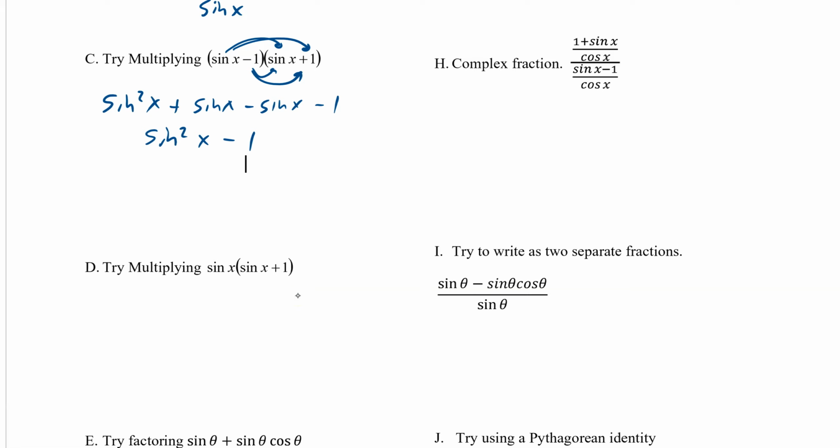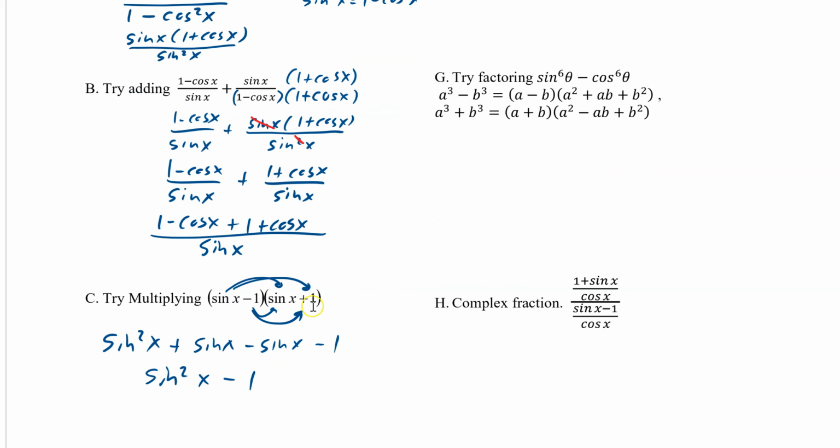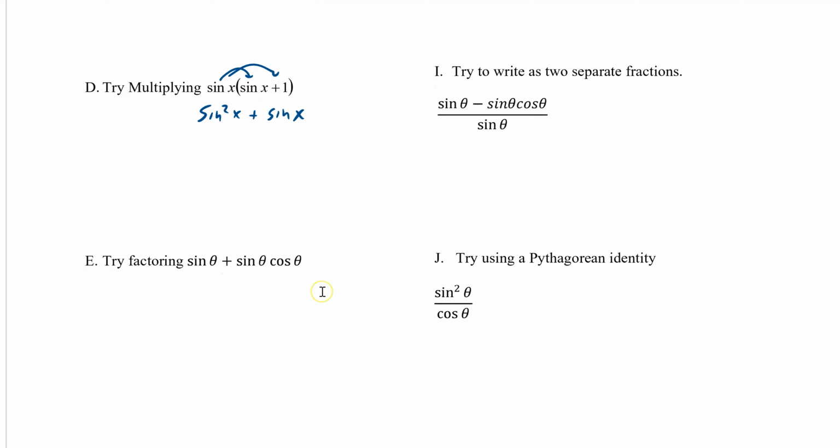And so another one. If we multiply this, we get sine squared x plus sine x. It's just modifying. So what you're doing on each of these is when you see it, you try the conjugate. When you see this, you try adding them. When you see this and this, you multiply. And when you see this, you factor.